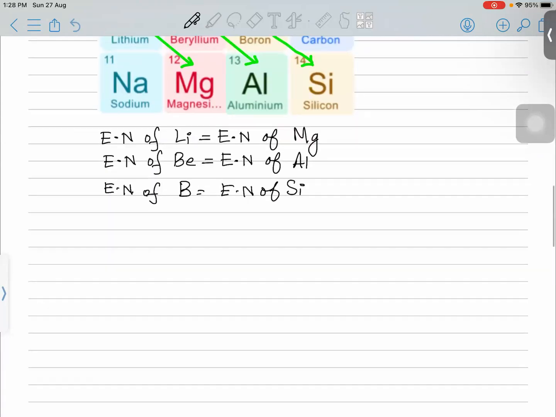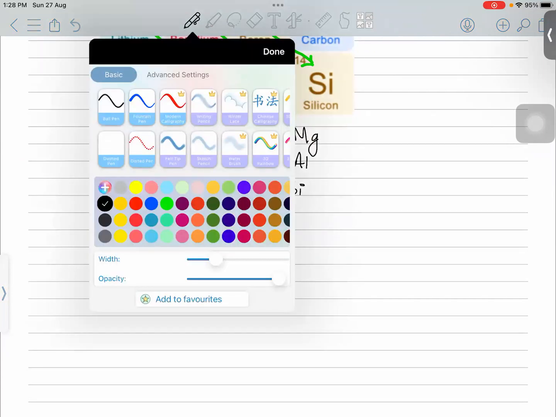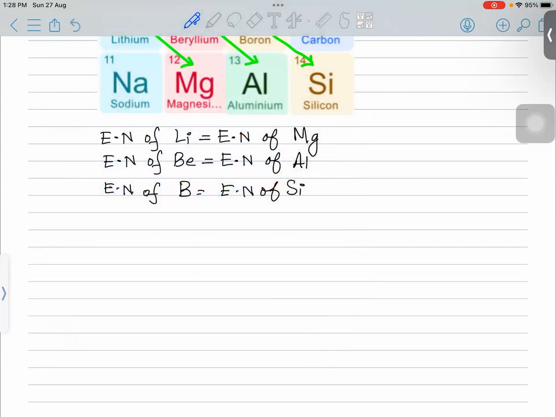Now, the Pauling scale. Pauling was the scientist who quantified this attraction. No one can quantify any attraction. So affection is affection, attraction is attraction. But for the first time, Pauling quantified electronegativity.